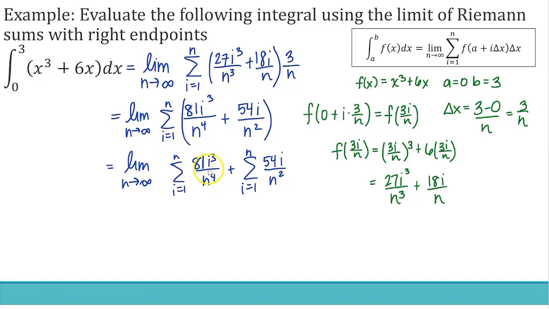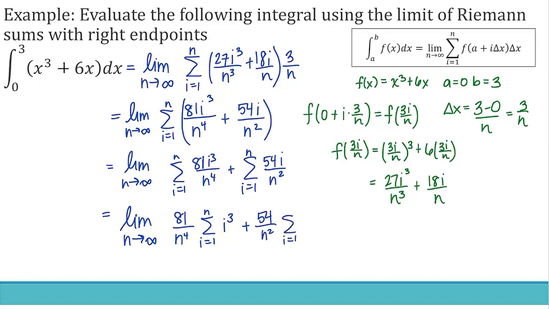All right, so I turned it into 2 summations, and now I can take out of a summation any constant. So the constant that I can pull out is 81 over n to the 4th. So yes, n is a constant. The only thing that's treated as a variable in a summation is the indexing variable on the bottom. So in that case, i. So this is going to be the limit as n approaches infinity of 81 over n to the 4th, the sum of i equals 1 to n of i cubed, plus, same thing here, I can take out 54 over n squared to be left with the sum of i equals 1 to n of just i. Whew, okay.